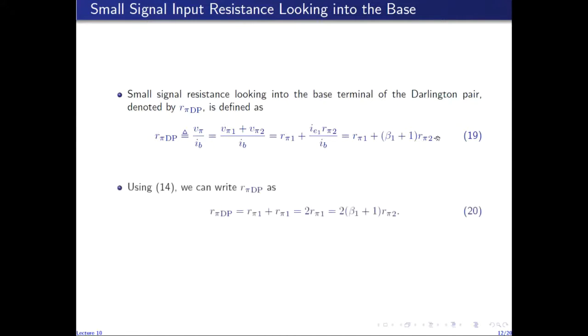So again, using 14, we can see that this term here is equal to R pi 1. So we can express R pi dp as 2 R pi 1. Or since R pi 1 is equal to this term, we can express it equivalently as 2 times beta 1 plus 1 R pi 2. So this is the small signal resistance between the base and emitter looking into the base for the Darlington pair.